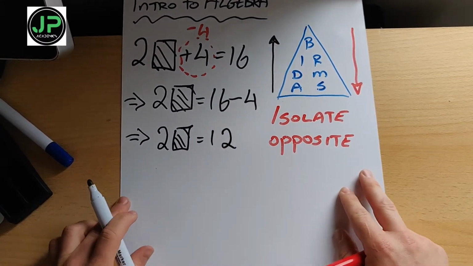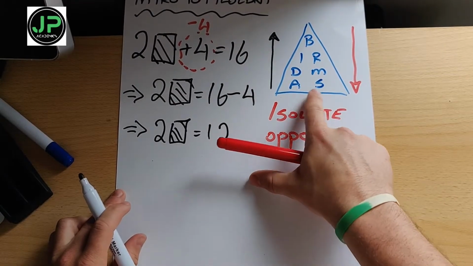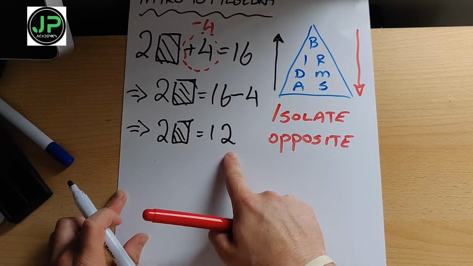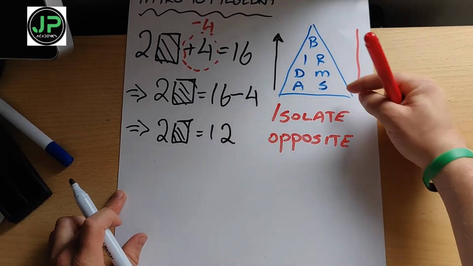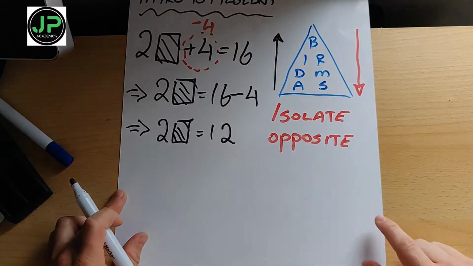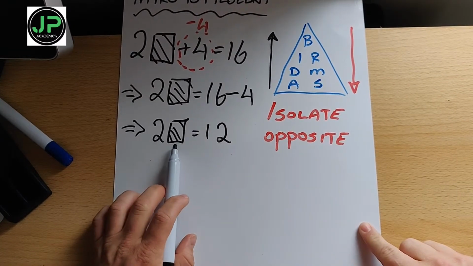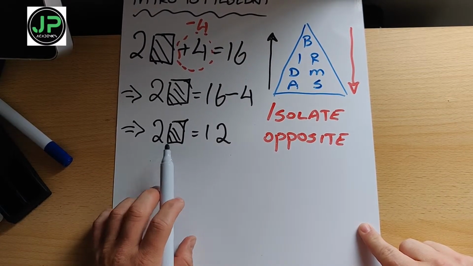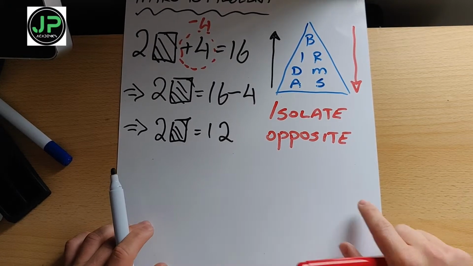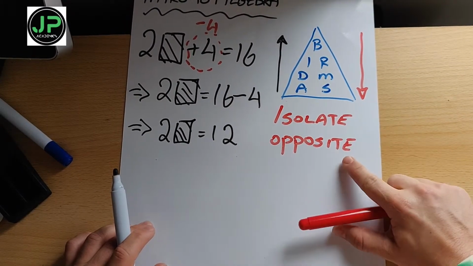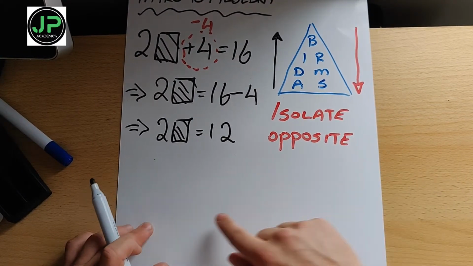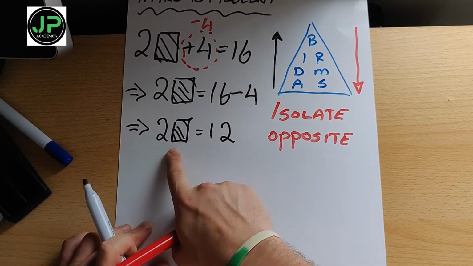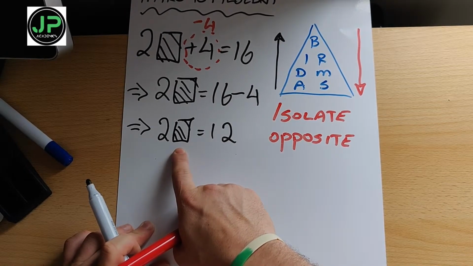So now, back to the pyramid. Is there addition or subtraction? No. So we go up the next rung of the ladder. Is there division or multiplication? Yes. This 2 is multiplied by the box because there's 2 boxes. How do we get the box on its own? How do we isolate the box? You do it by using the opposite. What is the opposite of 2 multiplied by the box?